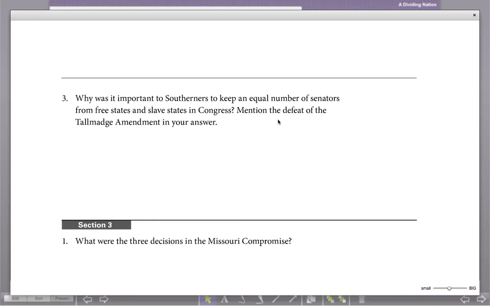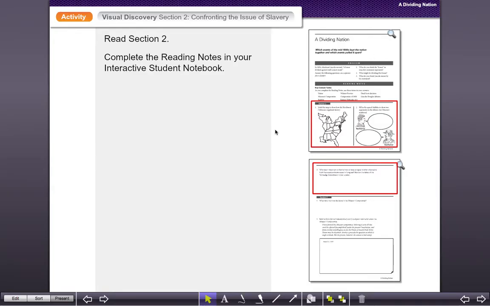And then mention the defeat of the Talmadge Amendment in your answer. As you're answering this, mention that this amendment did not pass. Okay, so it was the Talmadge Amendment, probably named after somebody, and explain in your answer how this fits into what Southerners felt about keeping free states and slave states equal. Let's go back here and see. Now this is a great time to hit pause, read through section 2, answer those 3 questions, and then we'll take a look at some of the things you read about.